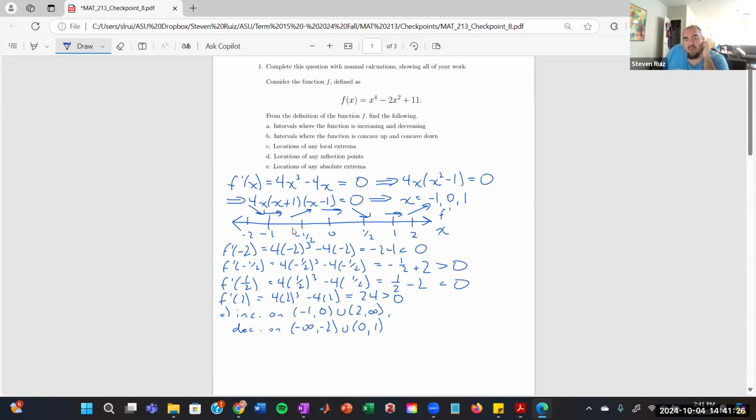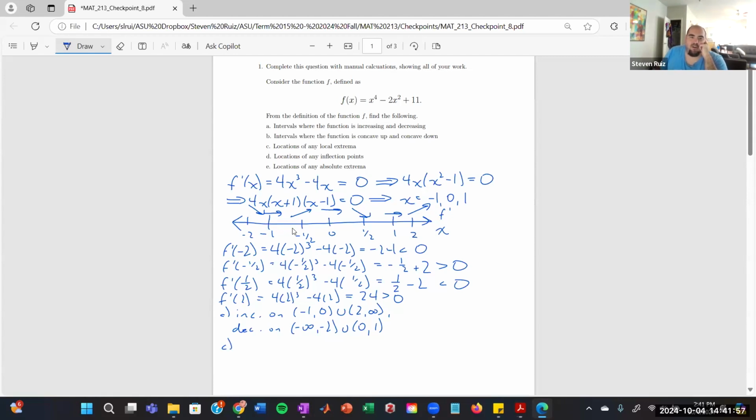I'm going to skip ahead to part C. Locations of any local extrema, because I can get those directly from the first derivative test. I already feel pretty good that all my critical points are local extrema. So I have a local min at -1, local max at 0, local min at +1.